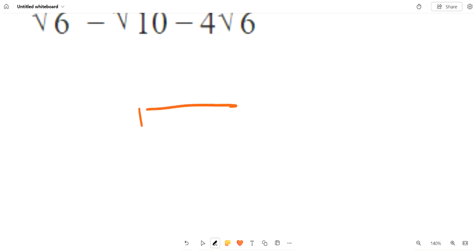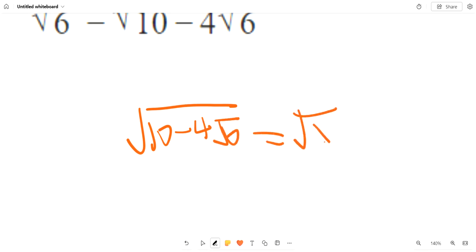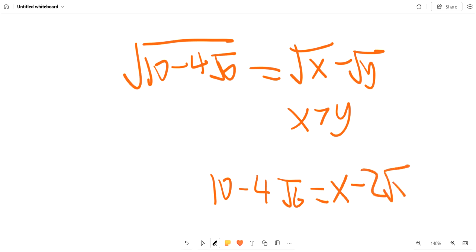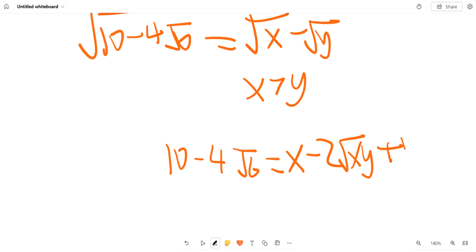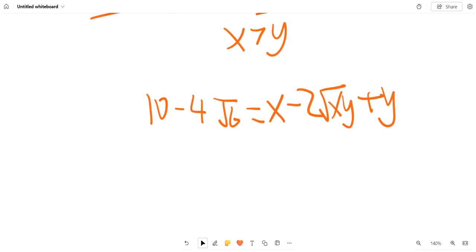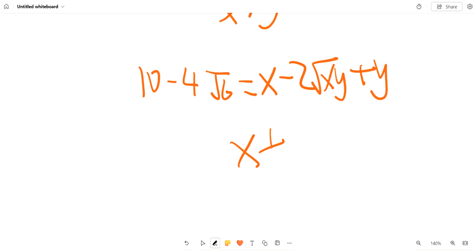So let's say that root 10 minus 4 root 6 equals root x minus root y, where x is greater than y. Then, by squaring both sides, we get 10 minus 4 root 6 equals x minus 2 root xy plus y. So based on this, we get x plus y equals 10, because those are the only integers on this side.